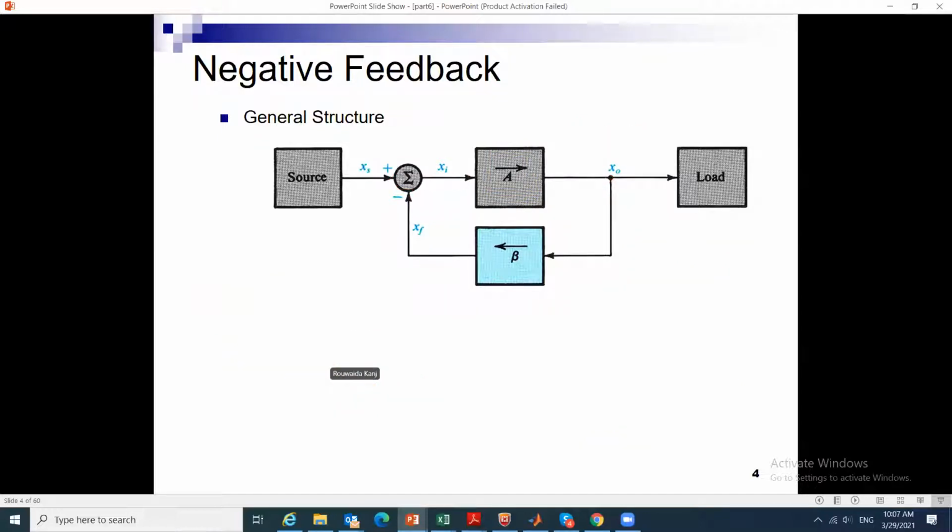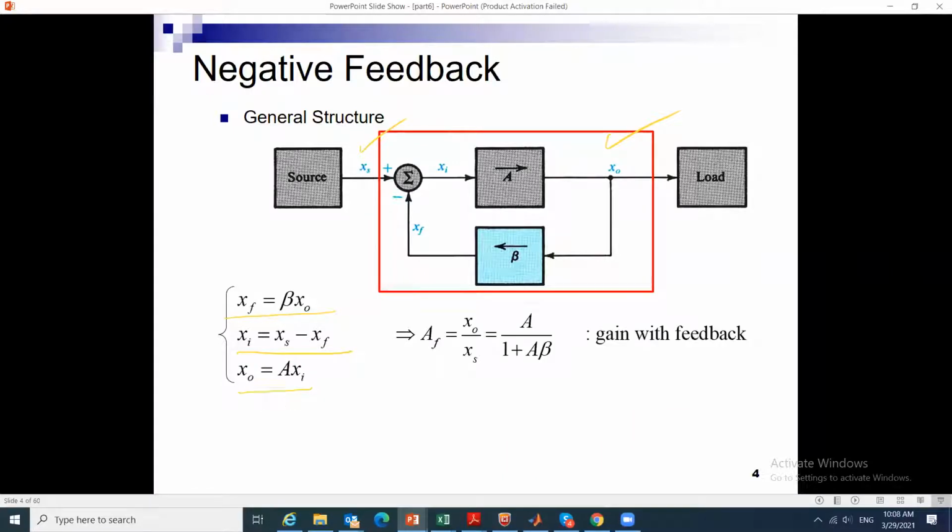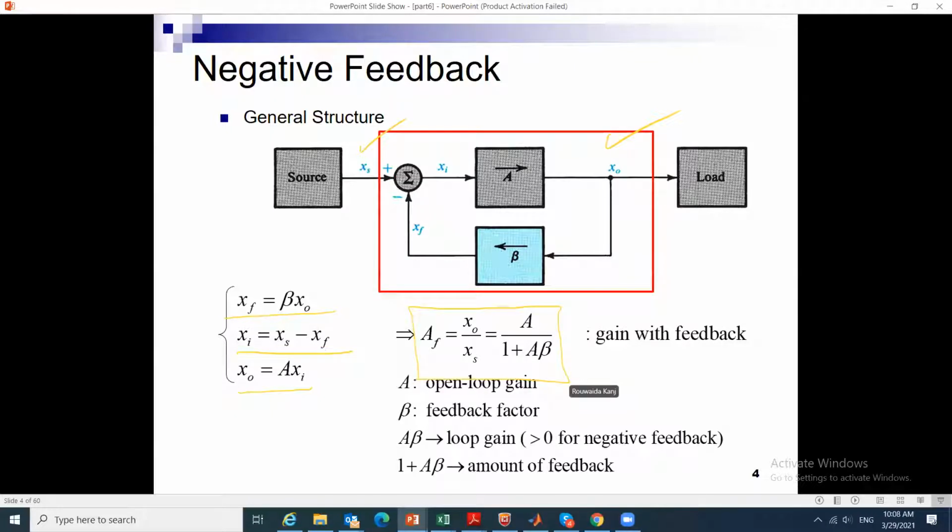Okay, so let us see the derivation on the slide here. Now my big system is the system in the red block. It relates Xs to Xo, and the feedback relation is beta times Xo. Xi is the subtraction of Xs minus feedback, and Xo is equal to A times Xi. Plugging them together, we get Af equals A over 1 plus A beta. So this is the gain with feedback.